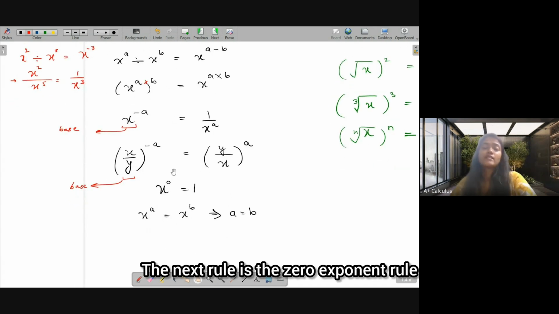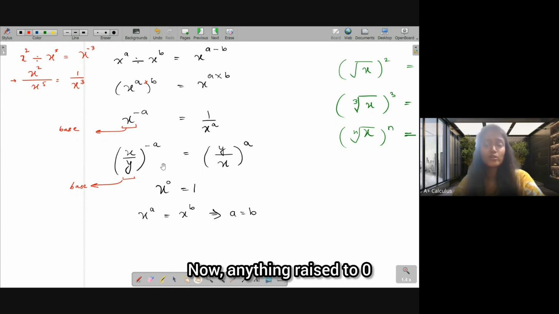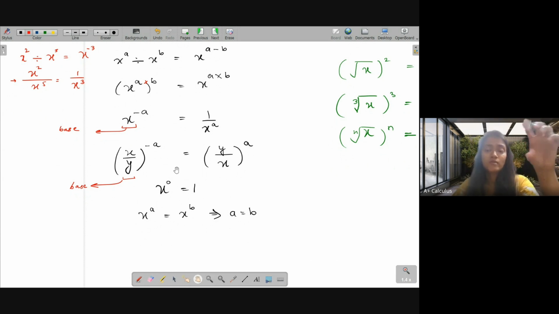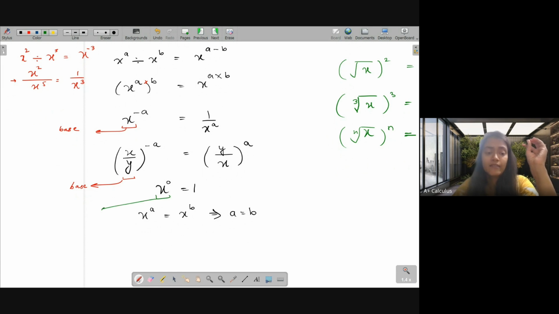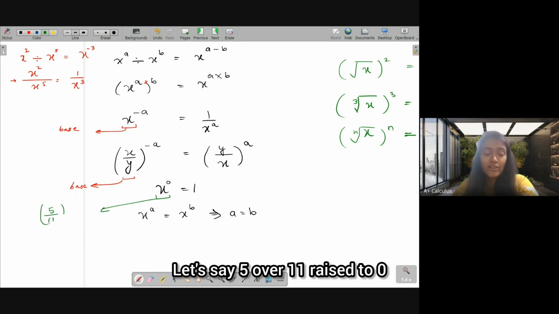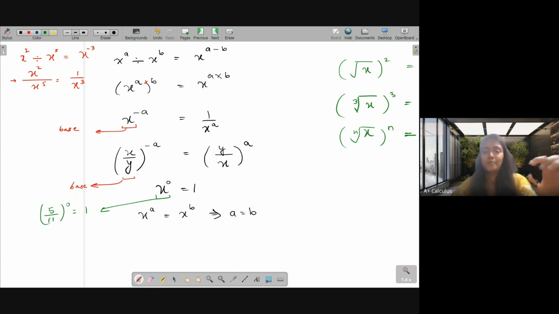The next rule is the zero exponent rule. Anything raised to 0 gives us 1. So this x can be anything. You can literally have anything. Let's say 5 over 11 raised to 0. That will be 1. Anything raised to 0 will be 1.